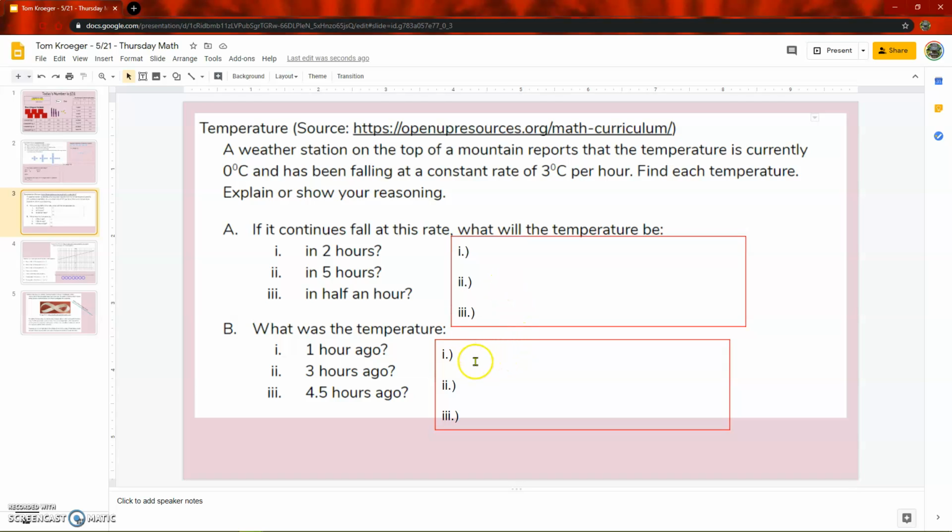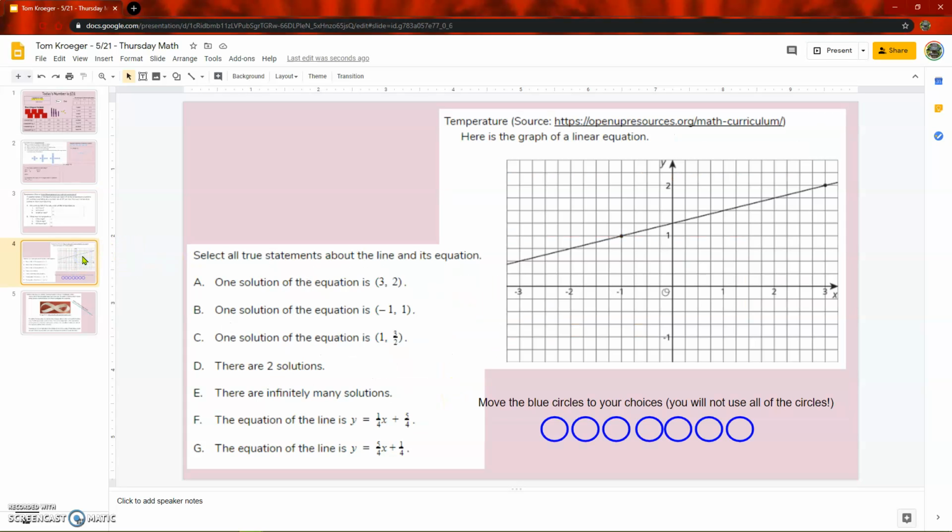Question B is about temperature before now. 1 hour ago, 3 hours ago, 4.5 hours ago. Thinking about how fast the temperature has been changing, and what would it have been an hour ago? Right? For number 4, slide 4, this one, I saw a few people confused on this one.